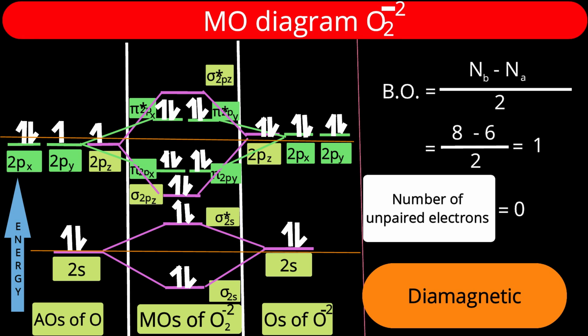So now the energetics for the molecular orbitals is sigma 2s, then sigma star 2s, then sigma 2pz, then pi 2px equal to pi 2py, then pi star 2px equal to pi star 2py, and last sigma star 2pz.